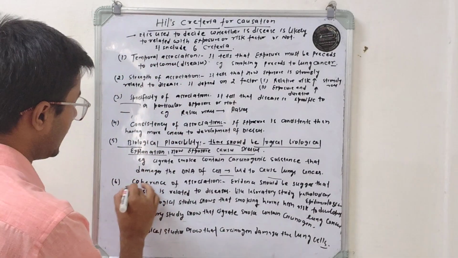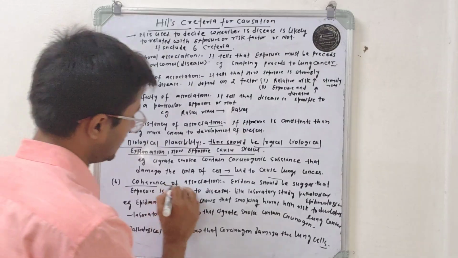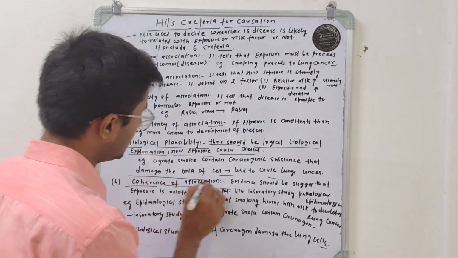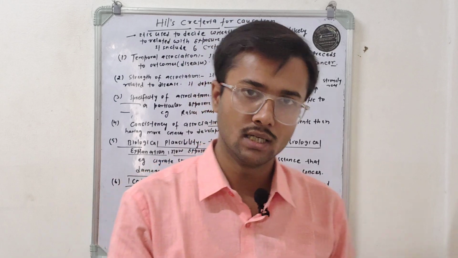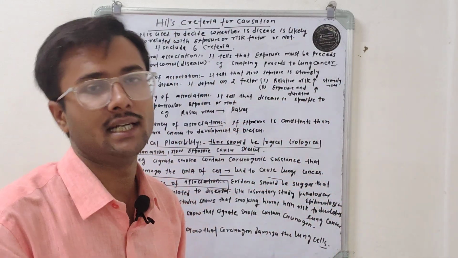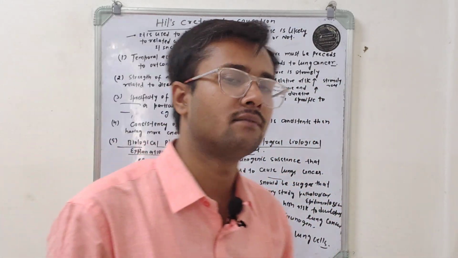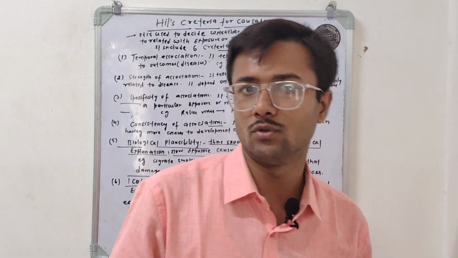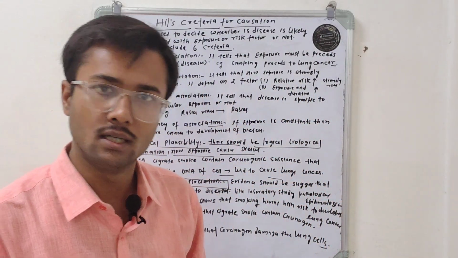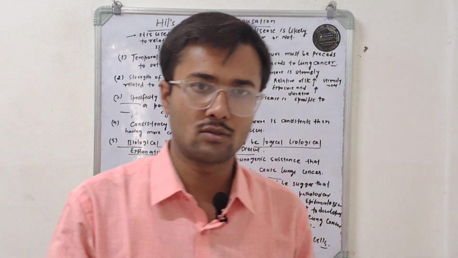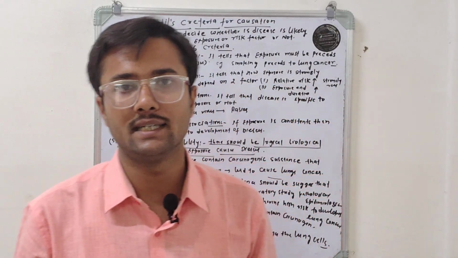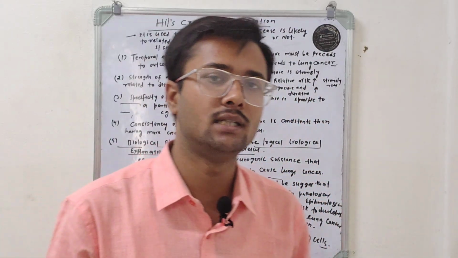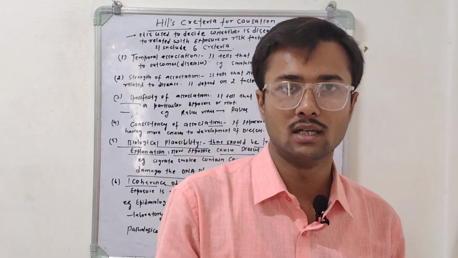The next criterion is the coherence of the association. So what is the meaning of this coherence of the association? Coherence of association means there is scientific evidence that the exposure is responsible for the disease. For example, there should be laboratory investigation, there should be pathological examination, there should be epidemiological explanation that this exposure causes disease.